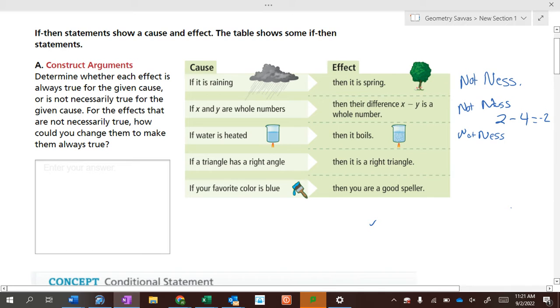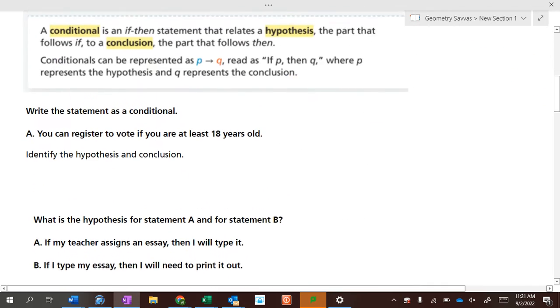If a triangle has a right angle, then it's a right triangle. Every triangle with a right angle is a right triangle. That is the only one on this list that is true. If your favorite color is blue, then you're a good speller. Not necessarily, and I don't even know what one we can come up with there.